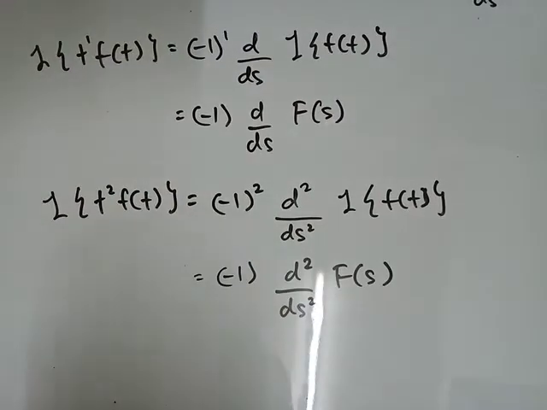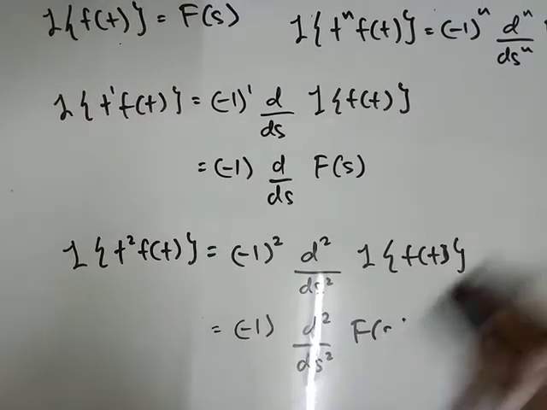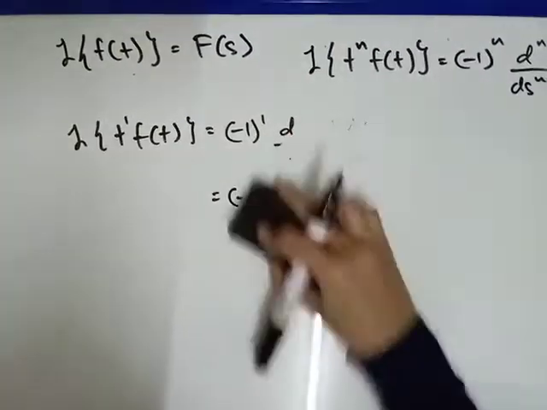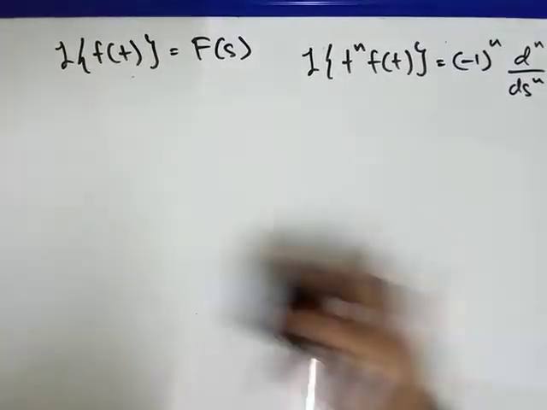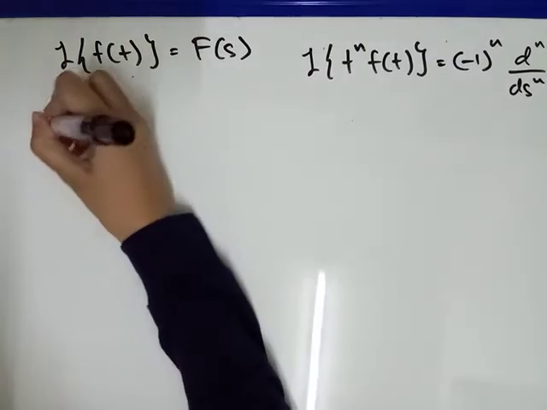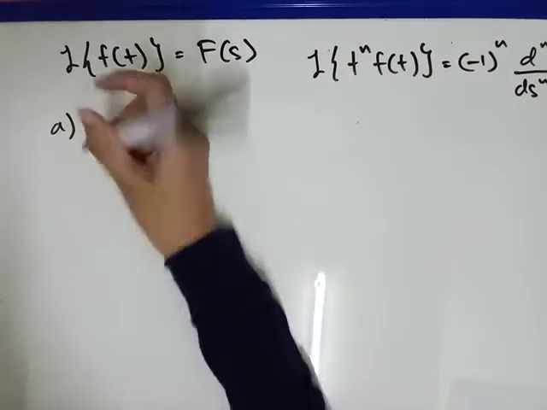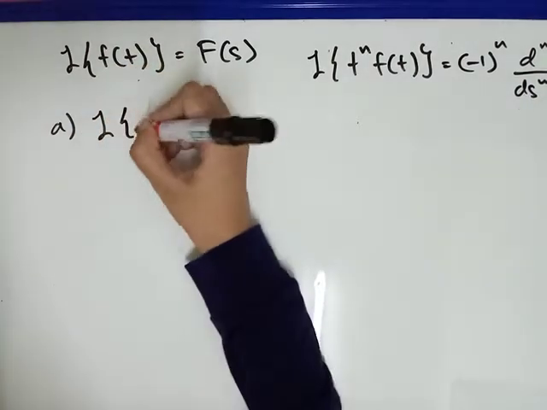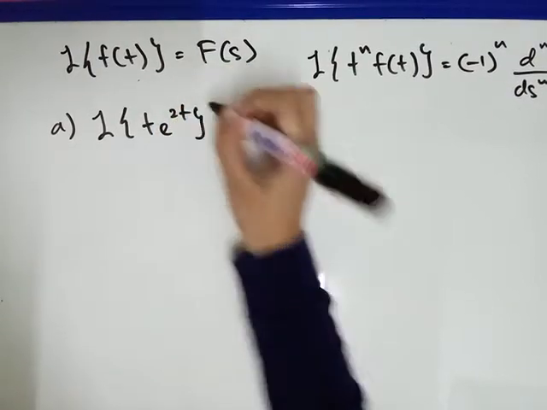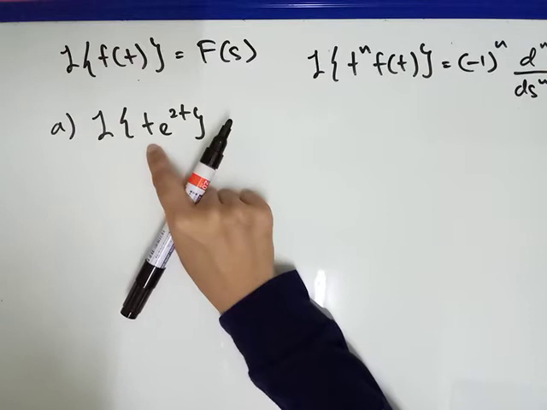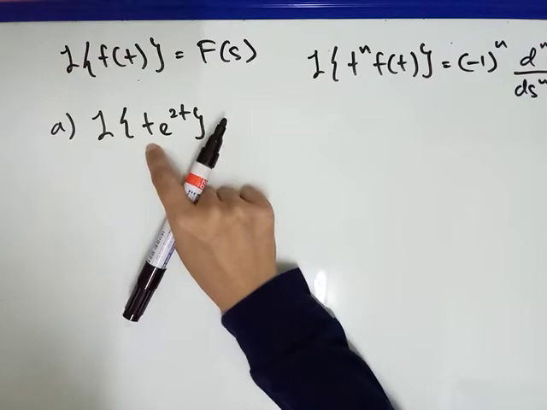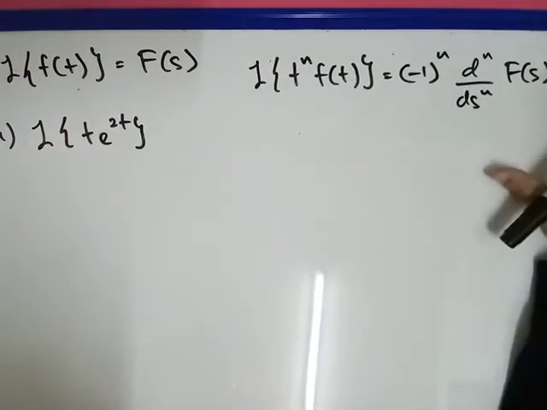Okay, so look at example 4.15, in your notes below. Let's say we have a question for question A: the Laplace of t times exponent 2t. I bring the function t in front so that you can see the concept here.